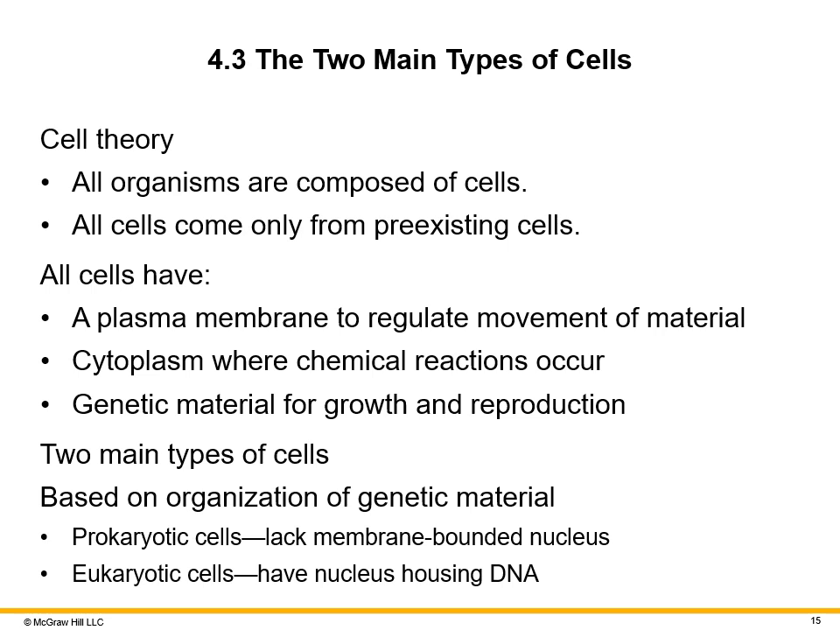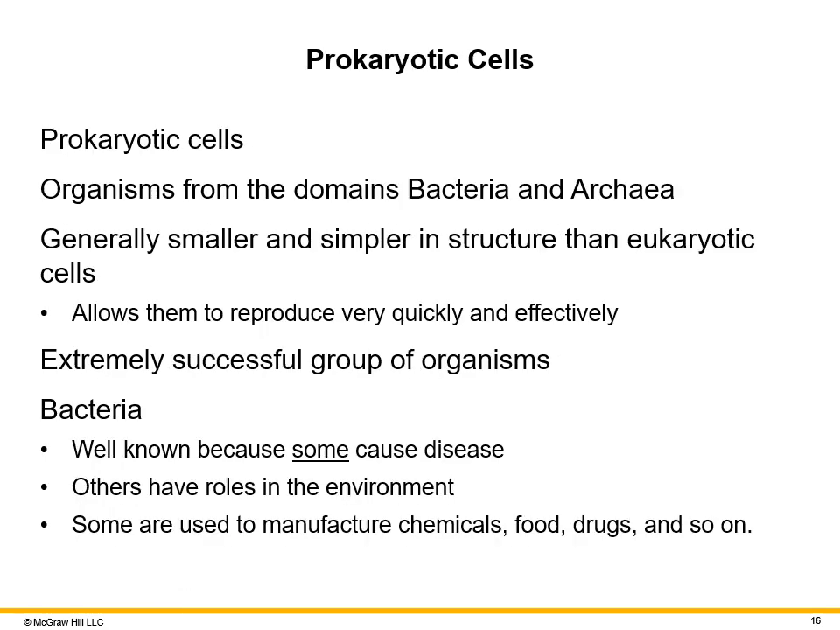So we have two classifications of cells that all organisms are going to be under, either or. So we have prokaryotic cells and eukaryotic cells. So prokaryotic, that word right here, means without nucleus, and eukaryotic means true nucleus. So the eukaryotic cells do have a nucleus. We'll take a look at the prokaryotic cell first.